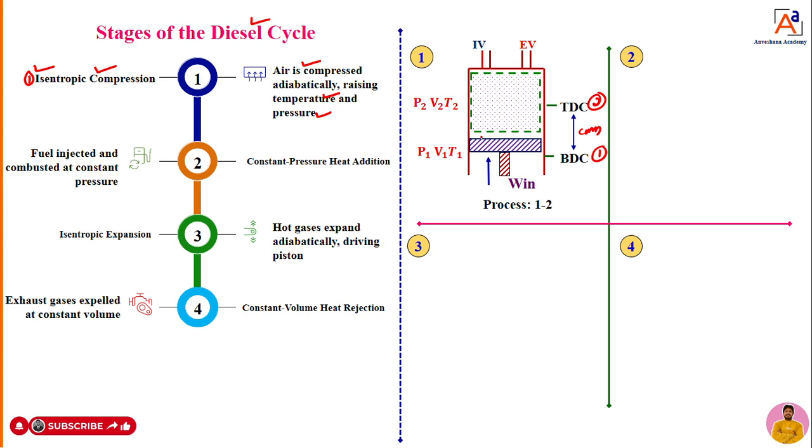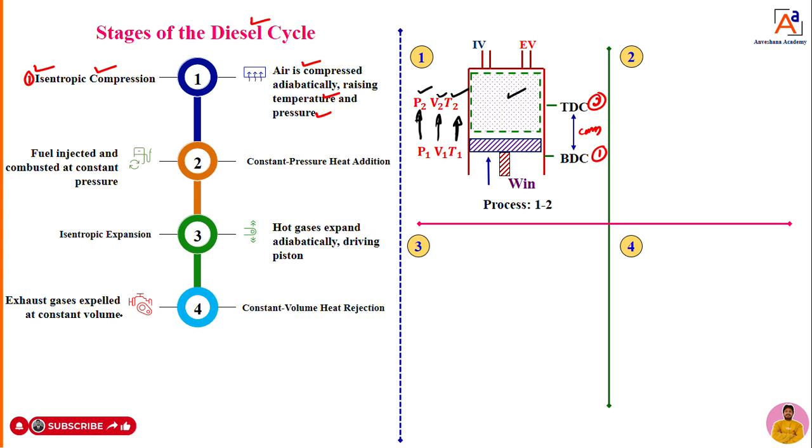When we compress the air, what happens? Here, dear students, you can see, as I told, there is a rise in temperature. Temperature increased from T1 to T2 and pressure increased from P1 to P2, but volume decreased from V1 to V2 during isentropic compression or adiabatic compression. Since the piston moved from BDC to TDC, compression takes place. Temperature increases, pressure increases, whereas volume decreases during the first process, isentropic compression. Okay, hope you understood the first process.